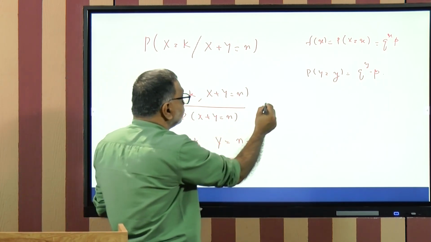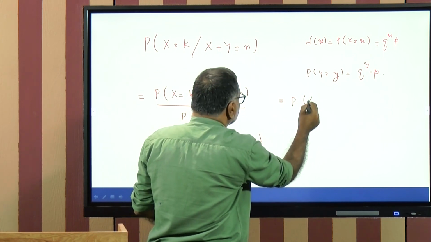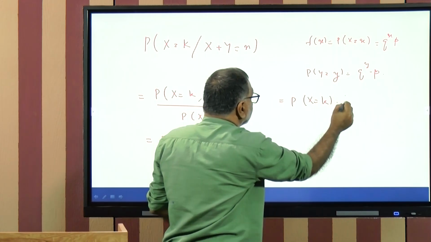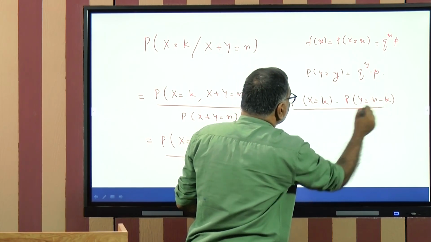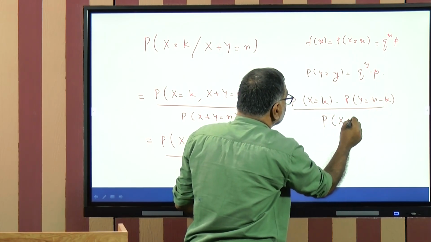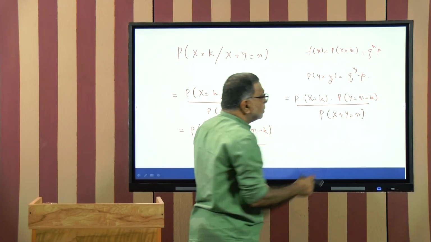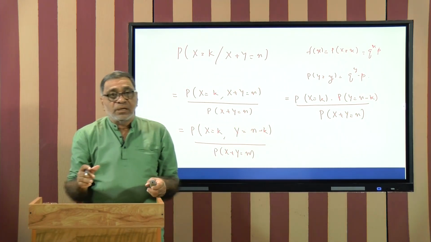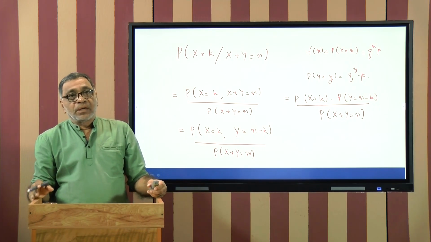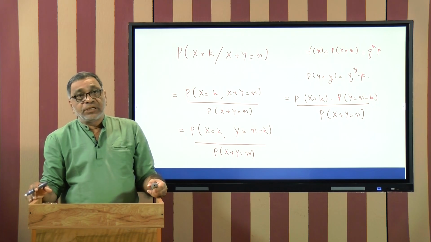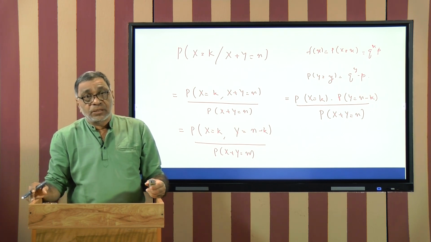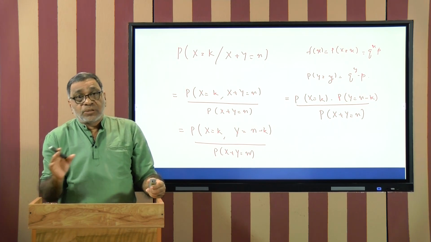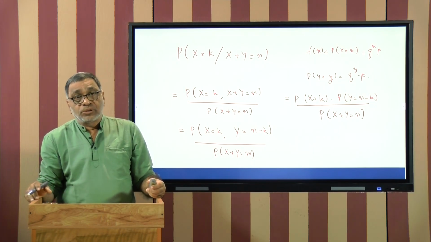So, that is equal to probability of x is equal to k into probability of y is equal to n minus k, divided by probability of x plus y is equal to n. So, when we are considering the situation that x and y are independent geometric random variables having the same parameter p, probability of x is equal to k given x plus y is equal to n is equal to this value.